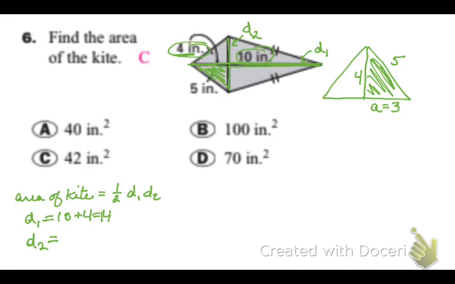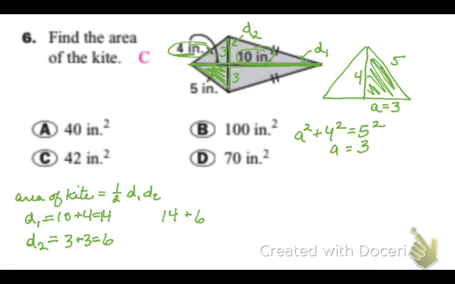If you didn't, then you would have to use Pythagoras, and you would say a squared plus 4 squared equals 5 squared. And you work all that out, and you will also find that a is equal to 3. So you could do it either way, and you'd be fine. So now you know D2 is equal to 3 plus 3 equals 6.